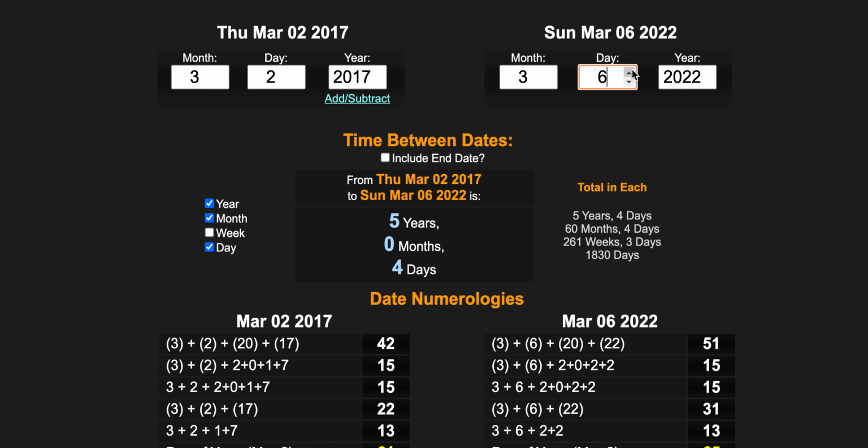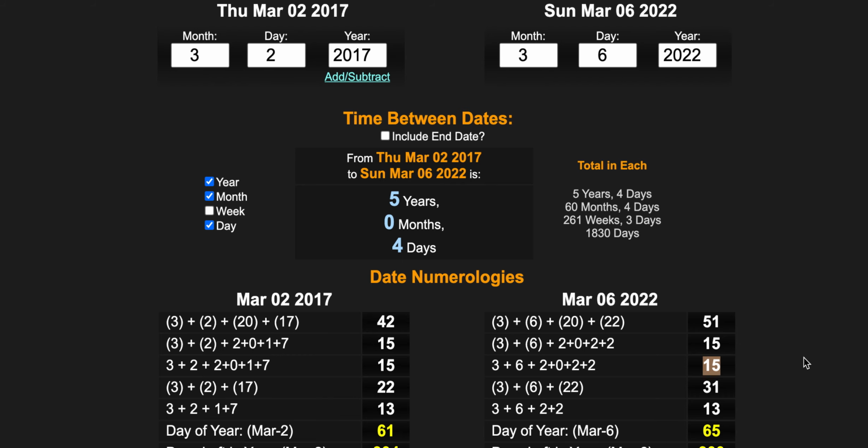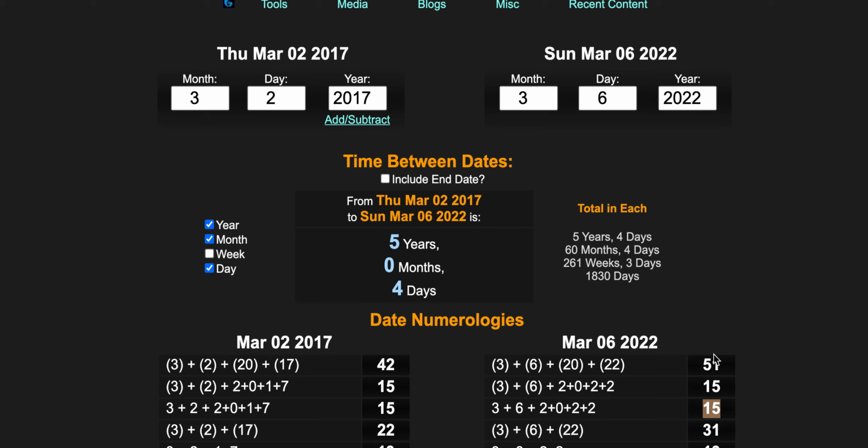And then we would also have 5 years, 5 days on the 7th. That could be something. The day before that is the 15 date numerology. We know that 15 is important. It would be the 15 and the 51.